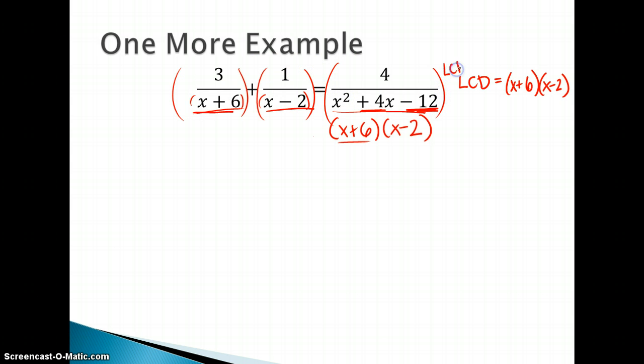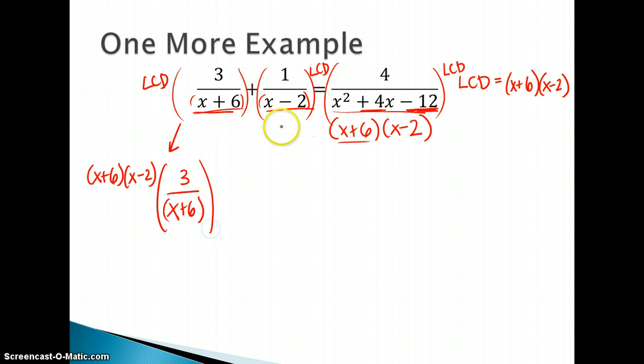We're going to multiply in every spot by my least common denominator. It looks trickier, but it maybe doesn't end up that way. So I want to multiply x plus 6, x minus 2, that least common denominator, times my first term, 3 over x plus 6. I want to multiply my second term here, x plus 6, x minus 2, times 1 over x minus 2.